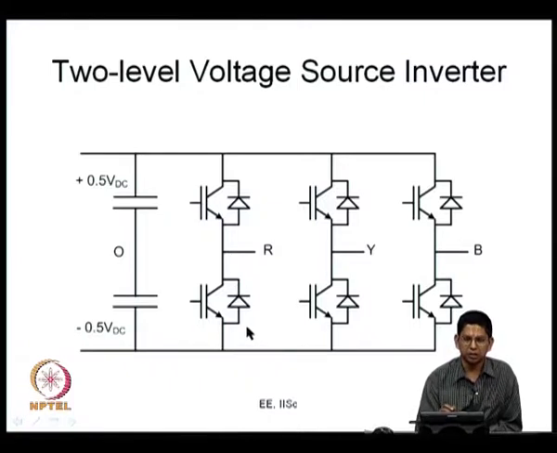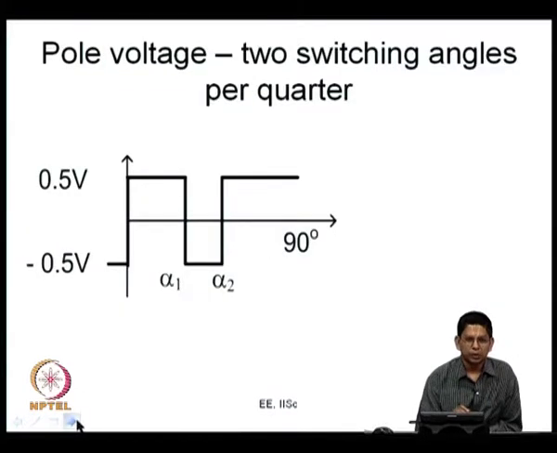There are IGBTs which can handle voltages of the order of 3000 volts or so, and currents going into 1000 amperes and so on. It is possible these days to realize IGBT inverters up to power levels of even a few megawatts. When the power level is high, typically the switching frequency tends to be low. So, low switching frequency is useful for high power drives.